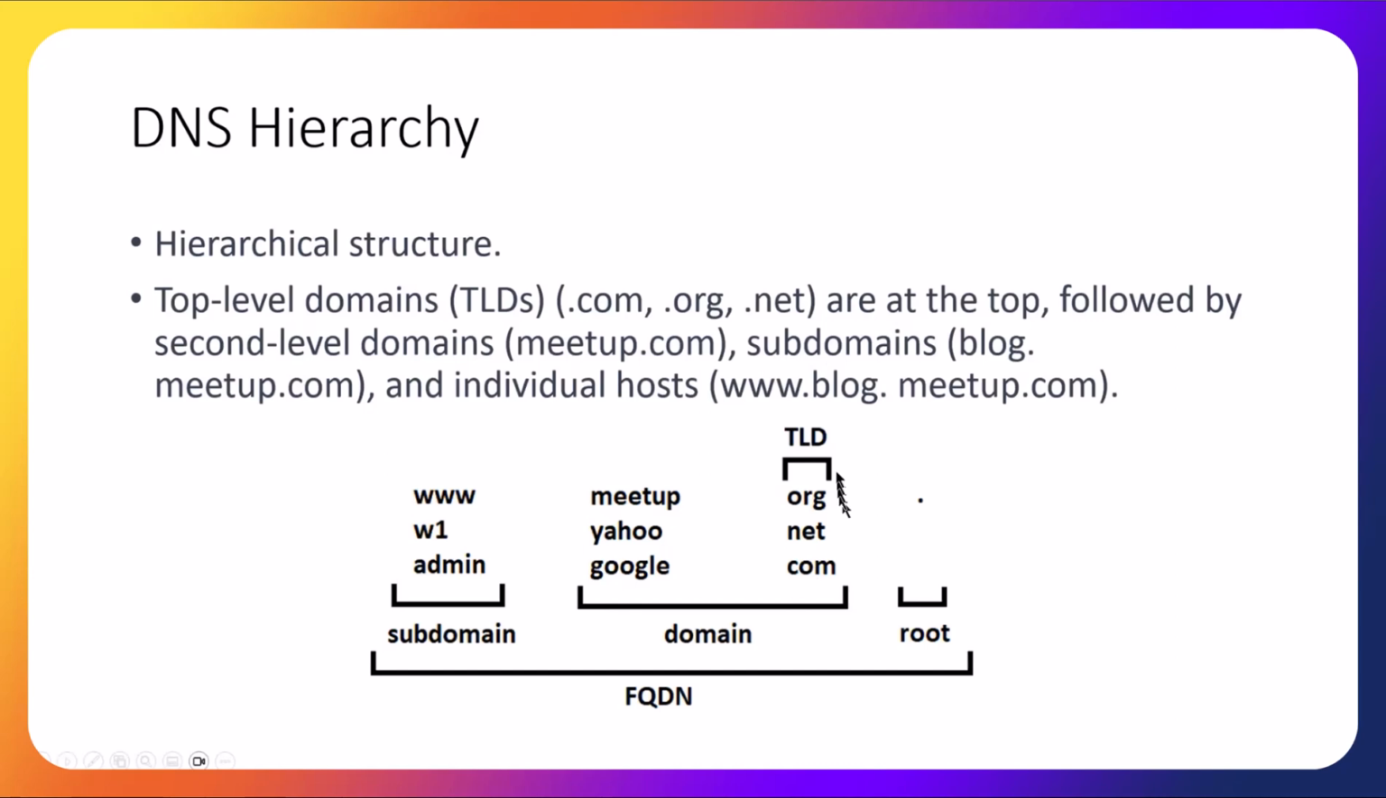There's a lot of different TLDs now, top-level domains. And within those top-level domains, we have second-level domains such as Meetup, Yahoo, Google. And then anything to the left will be a subdomain. So you're probably always seeing www. Sometimes you may see w1 or admin, or it could really be almost anything, a subdomain. The subdomain with the domain, the TLD and the root is considered the fully qualified domain name. The full address of someone is their FQDN, the fully qualified domain name.